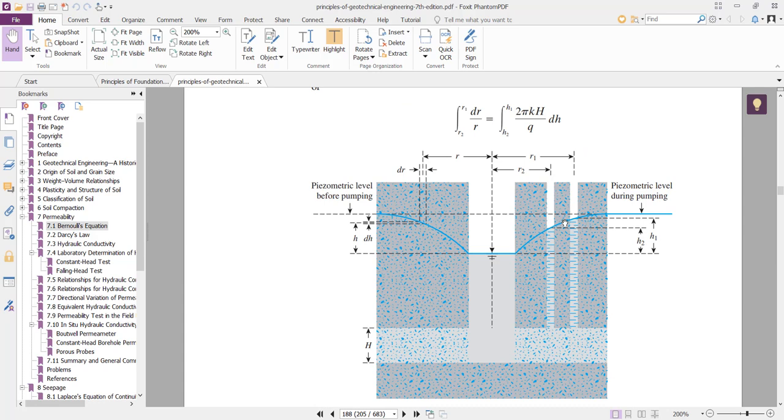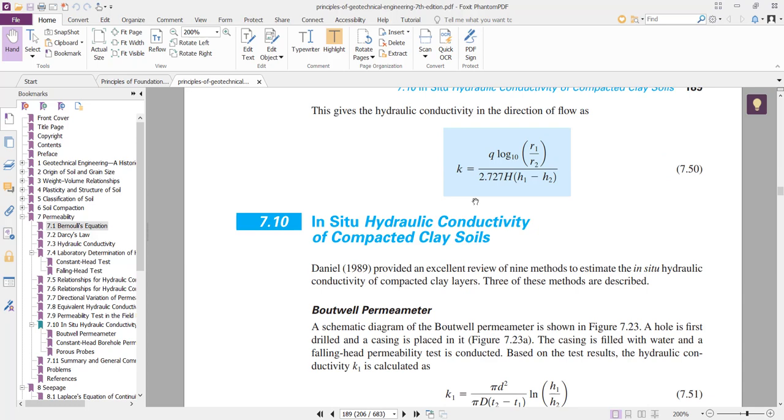Here, if this layer is permeable, and it's between two impermeable layers, we can see that the water here is under pressure, so it goes up until here. So finally, we can just calculate it from this equation.